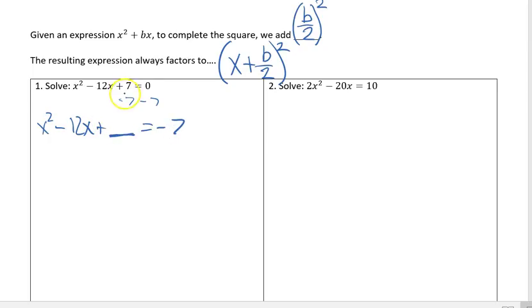By the way, this is a good thing to check first to see if it's factorable. If it's factorable, you don't have to complete the square. But there's nothing that multiplies to 7 and adds to negative 12. So that's how we know that we should use a different technique to solve it.